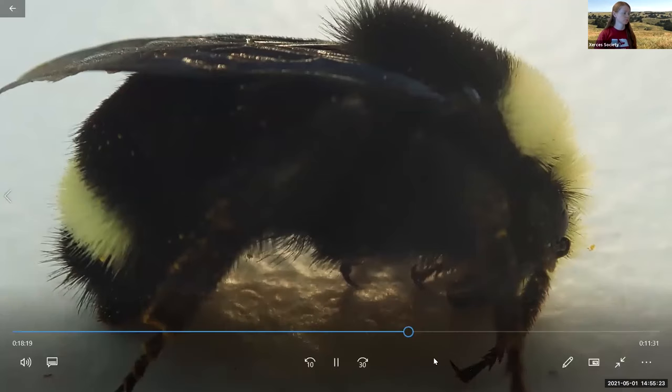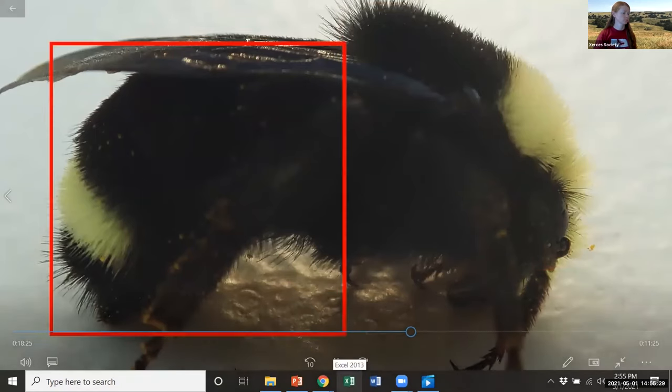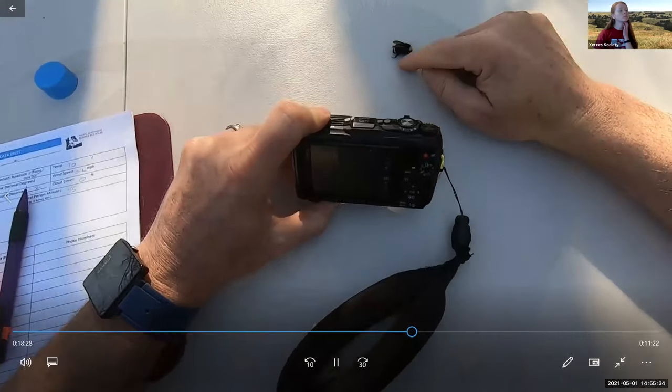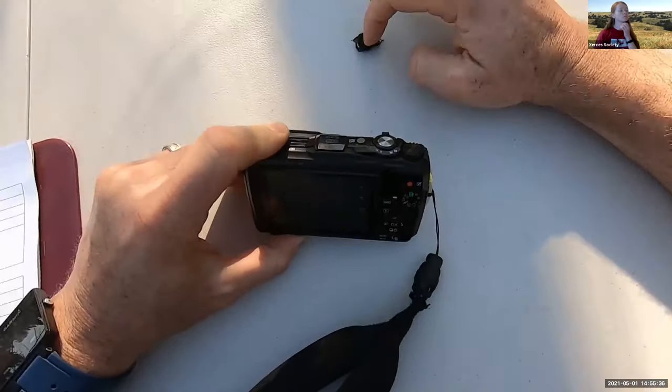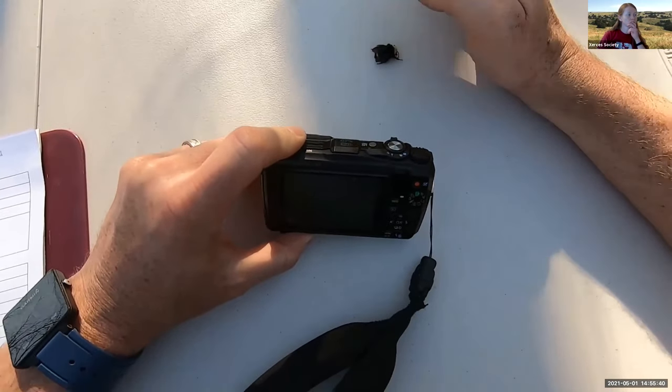I also like to include a profile shot like this. Okay, and one of the nice things about a shot like this is I can see the hairs on the face, on the thorax, and on the abdomen. And now I want to make sure that I can see every single segment on that abdomen and then the color patterns there.